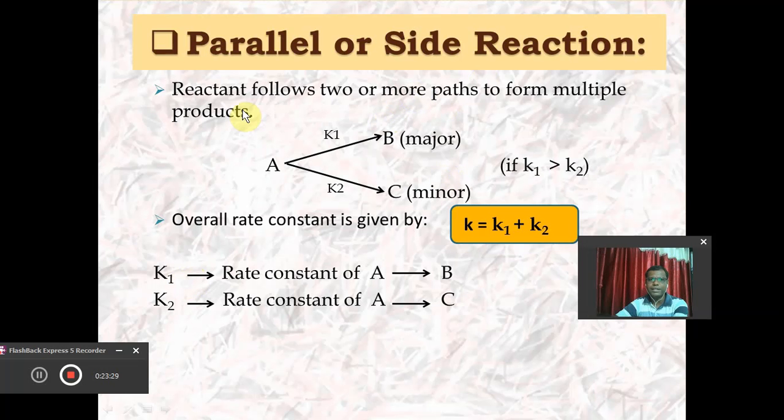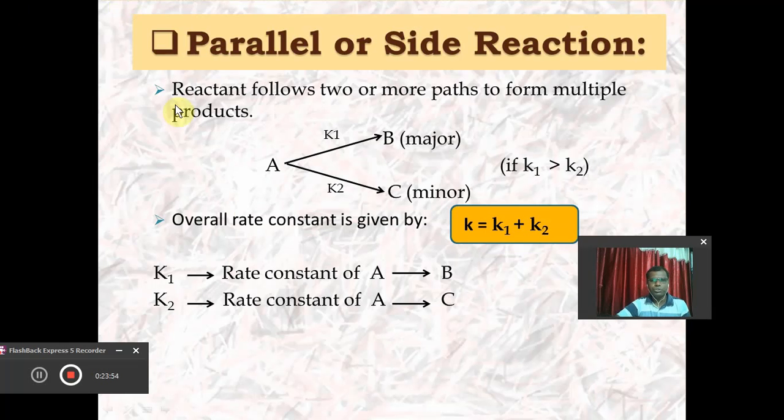These are also called side reactions. So in this case, what happens actually? Reactant molecules follow more than one path to form different products. As the reaction follows more than one path, it will also form more than one product.